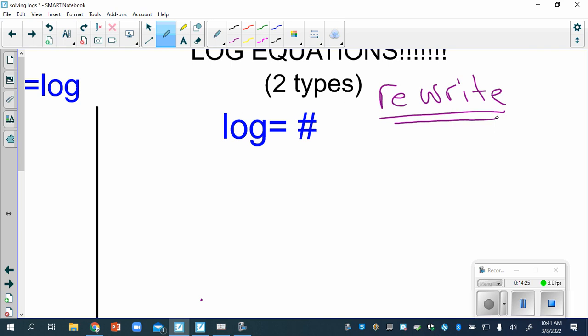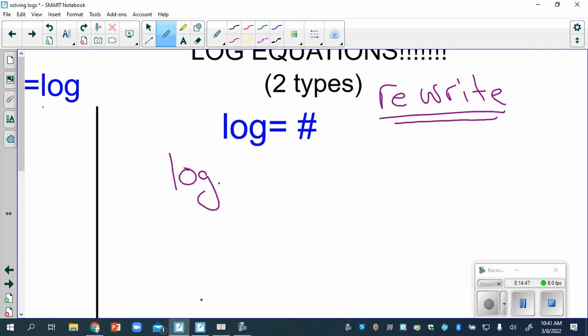So here's what you got to remember. Our brains don't like logs. Either we cancel them if we can, or we rewrite it. Those are the only 2 options we have. Log equals log, cancel. Log equals number, rewrite. So here we go. Let's see if you guys, this is just from the starter. Let's see how you guys do it.